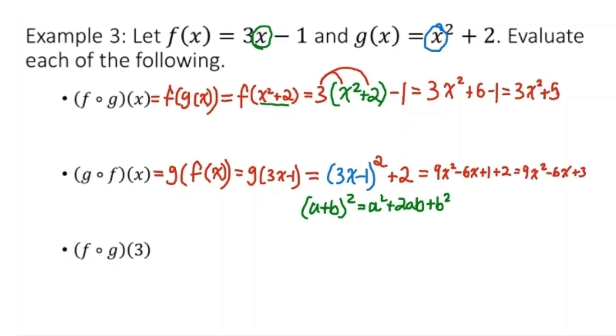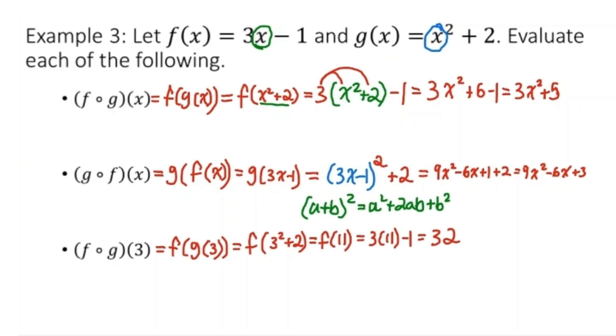Next, we're going to evaluate f composed with g of 3, and we're going to look at 2 approaches of how to do this. The first approach is to use the definition. That is f composed with g of 3 equals f of g of 3. To find g of 3, we would plug 3 into our function g of x. g of x is x squared plus 2, so g of 3 will be 3 squared plus 2, which is 11. Now to evaluate f of 11, we would take 11, plug it into our function f. So f of 11 equals 3 times 11 minus 1, which equals 32.